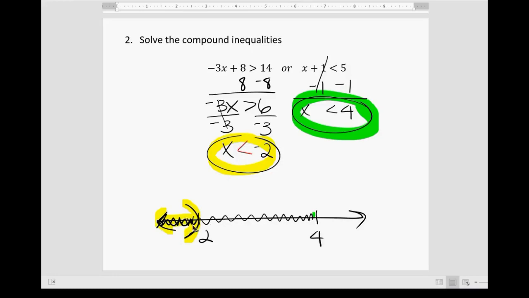So I'm going to shade all the way to the left of 4. And then I am not including 4 because it is not equal to, so I'm going to use parentheses. So this is x is less than 4.